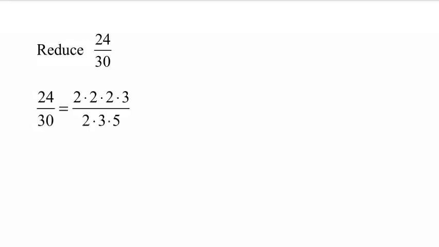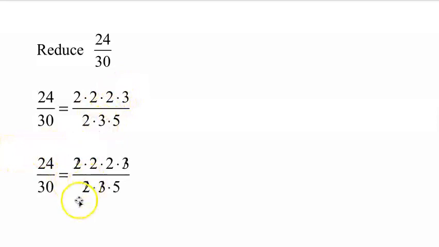So factoring 24, 24 is 8 times 3, or 2 times 2 times 2 times 3. Those are the prime factors. So we rewrite numbers as a prime factorization. 30 is 6 times 5, or 2 times 3 times 5. Now you notice that 2 over 2 is the same as 1 over 1. And 3 over 3 is the same as 1 over 1.